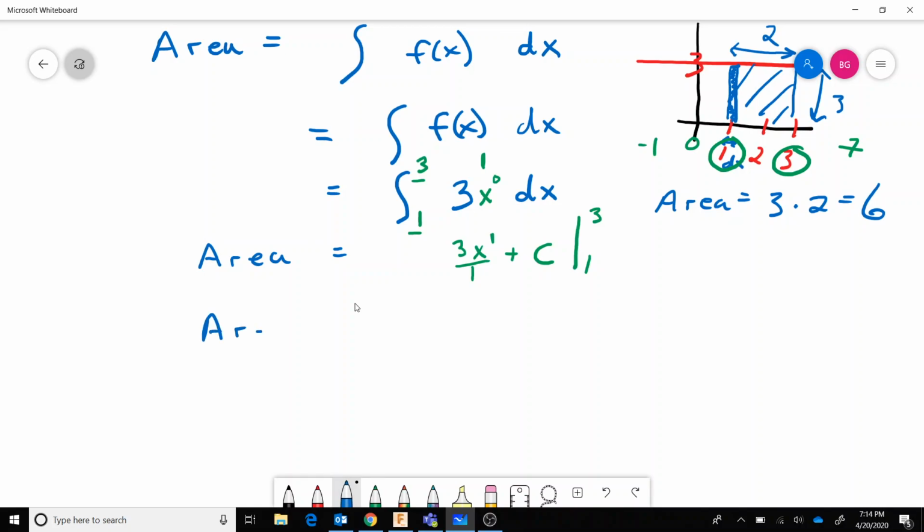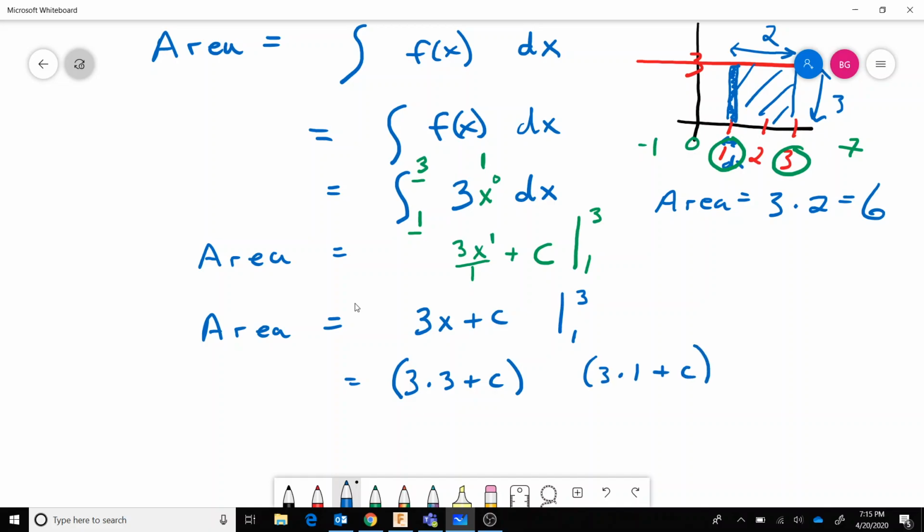And so the area here ends up being, let's simplify it, 3x to the first would just be 3x plus c. Okay, and I don't want to lose my 1 and my 3 there. So what I do now is I take the higher value, the 3, and I stick it in for x. And so I've got 3 times 3 plus c. And then I take the lower value and I stick that in for x, and I get 3 times 1 plus c. And then I actually take the difference between those two values.